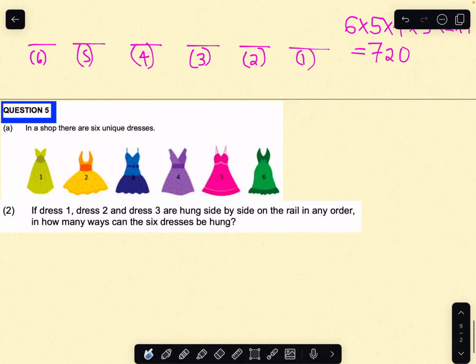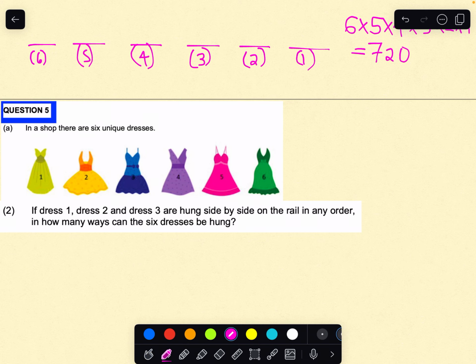Next question. If dress 1, dress 2, and dress 3 are hung side by side on the rail in any order, so it could be 1 2 3, it could be 1 3 2, could be 3 2 1, in how many ways can the 6 dresses be hung? Okay, so now we're introducing a constraint. Dresses 1, 2 and 3 have to be next to each other. The order does matter in terms of each order making a new arrangement. But they have to be hung side by side. It doesn't have to be 1 and then 2 and then 3.